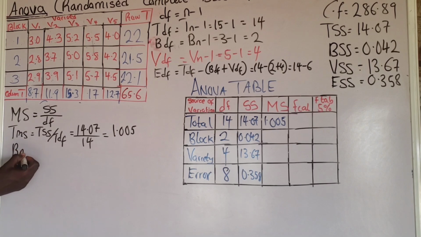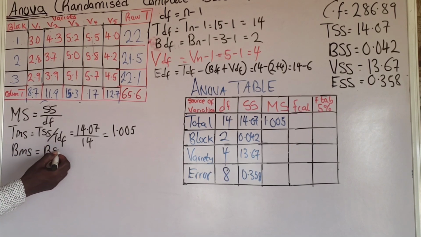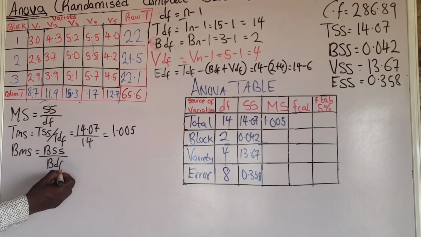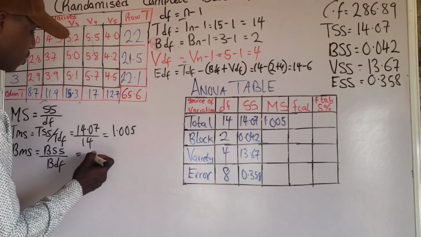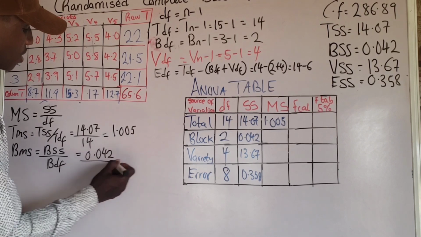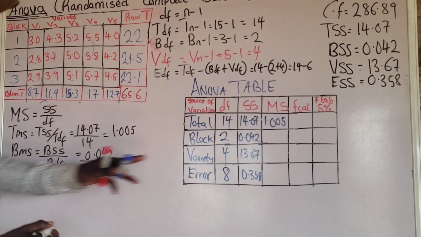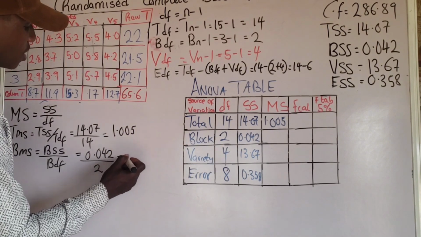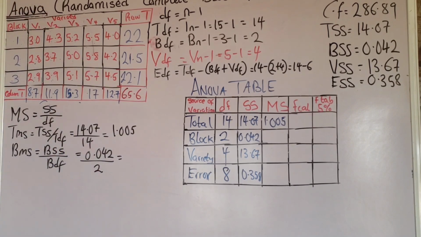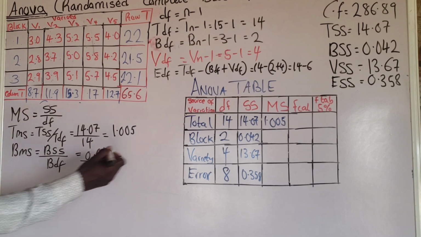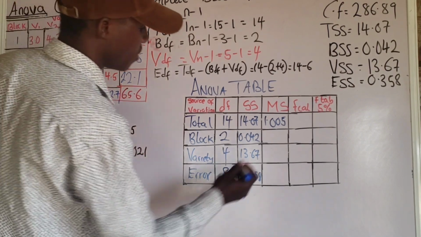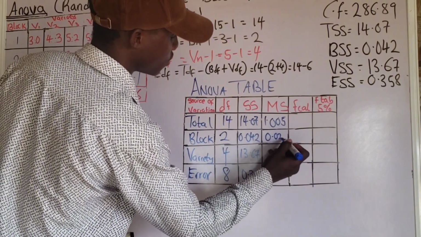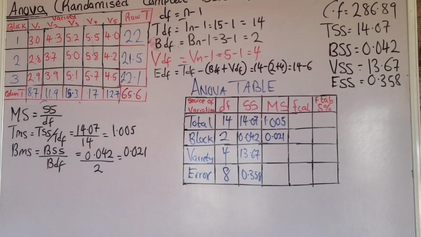The block mean squared is equal to the block sum of squared all over the block degree of freedom. The block sum of squared is 0.042, and the block degree of freedom is 2. So 0.042 divided by 2 is 0.021. So here I'm going to have 0.021.